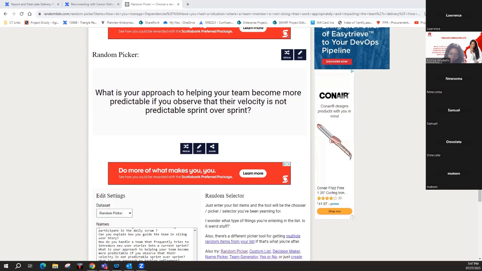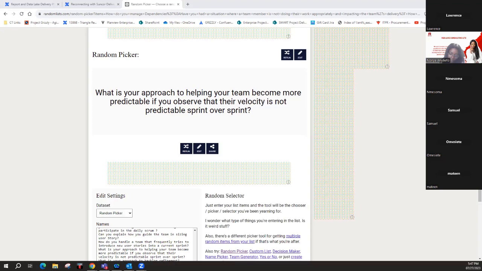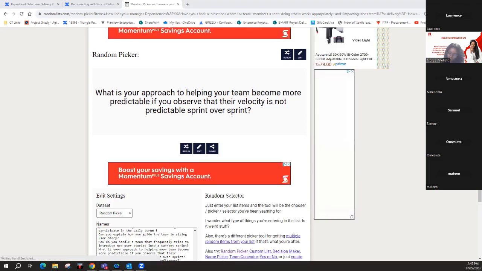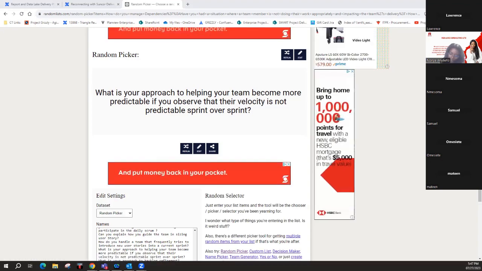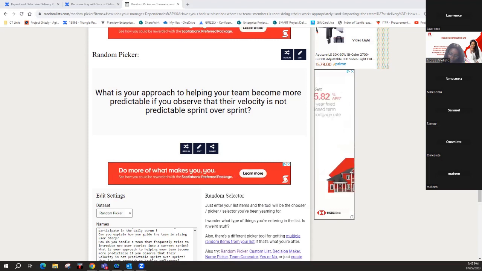So what I did was to coach them on the appropriate way of velocity estimation, based on knowing the number of story points they've completed over time and getting the average, so that we can use that as an estimate when next we're preparing for a new sprint. We tried that once and twice. Eventually, they started meeting their sprint goals and it became more predictable. Thank you.